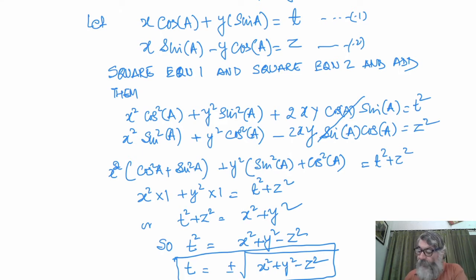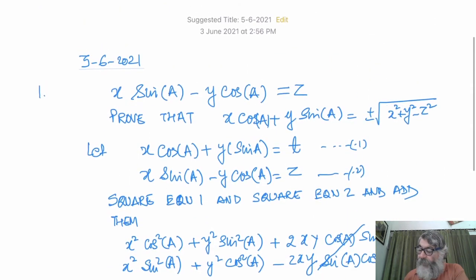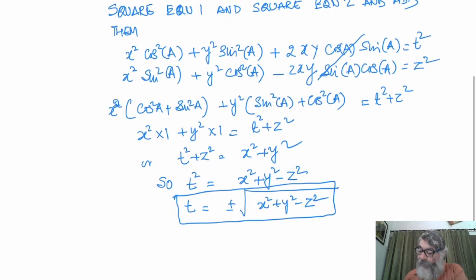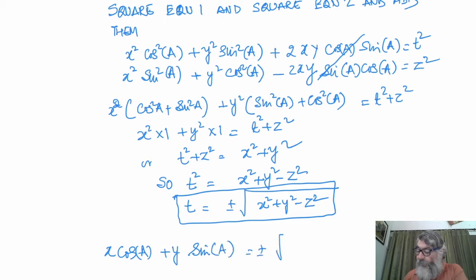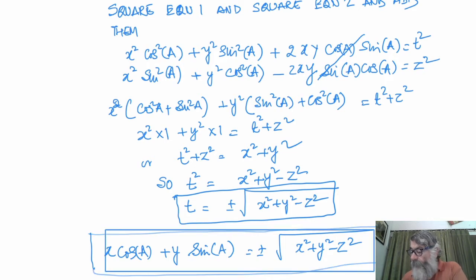Actually, t was x cos A plus y sin A. So x cos A plus y sin A is equal to plus minus under root x square plus y square minus z square. So we got this equation completely. Is that clear?